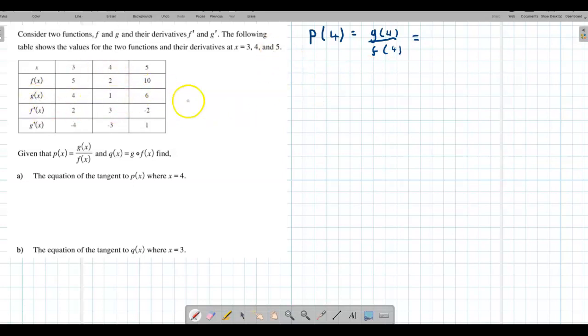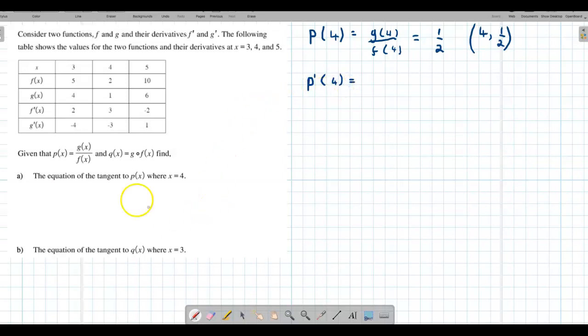So this one is 1, and this one is 2. So this is a half. So I know that the point where I'm looking for the tangent is (4, 0.5). So that's going to come in useful later. Now I'm going to find out what p'(4) is.